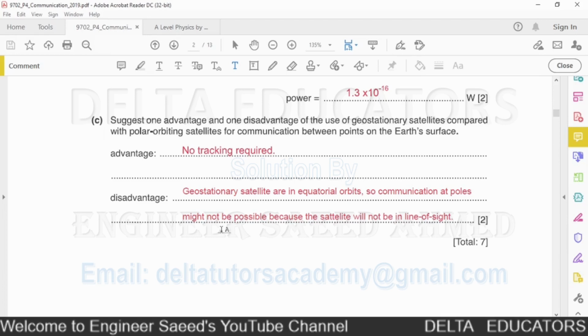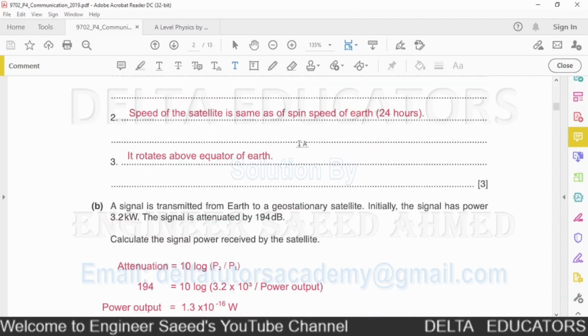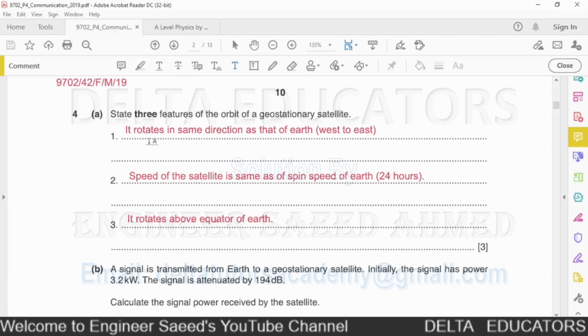Part C, suggest one advantage and one disadvantage of the use of geostationary satellite compared with polar orbiting satellites for communication between points on the Earth's surface. In Part A, we have studied three conditions for geostationary satellite. Out of these three conditions, the first condition, it rotates in the same direction as that of Earth, and second condition, the speed of satellite is same as the spin speed of Earth.